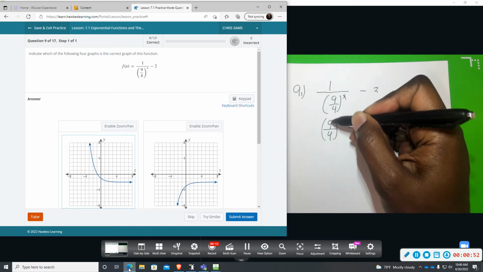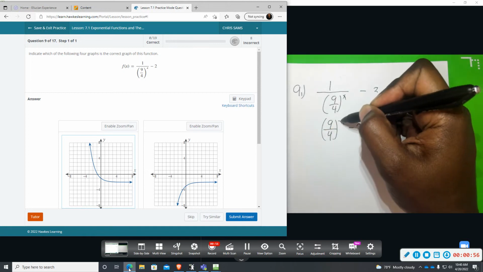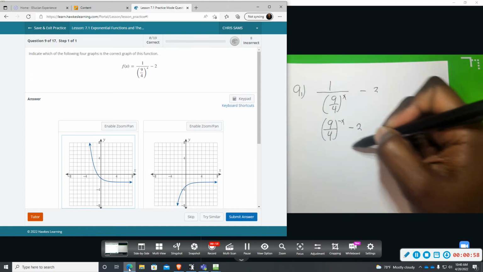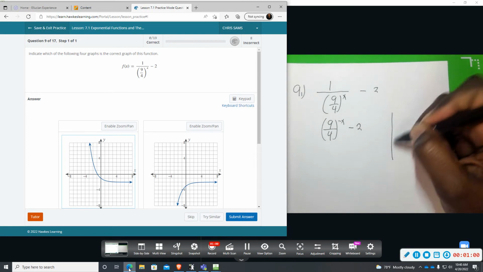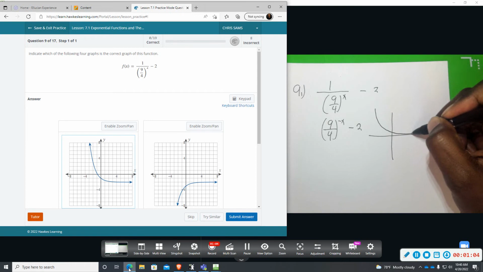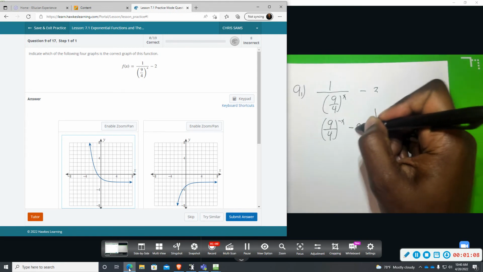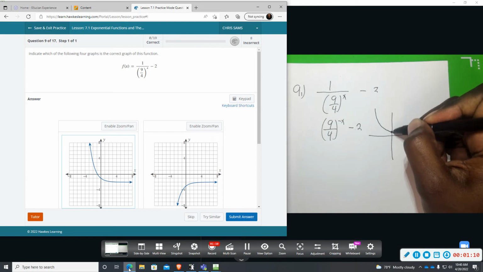Alright, so 9 over 4 is greater than 1, which means growth. But because of the negative, it's going to flip it, so it's going to look like it's decaying. So this graph is going to look like it's decaying, still crossing at 0, 1. But this minus 2 is going to shift it down 2 units. So it's going to go down 1, down 2.